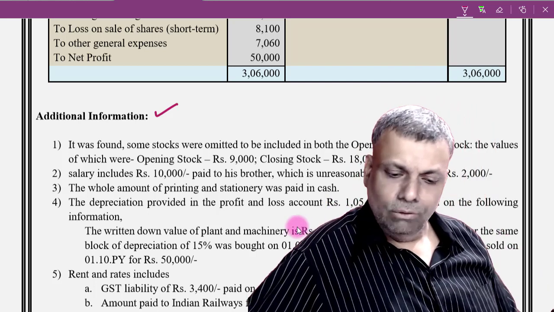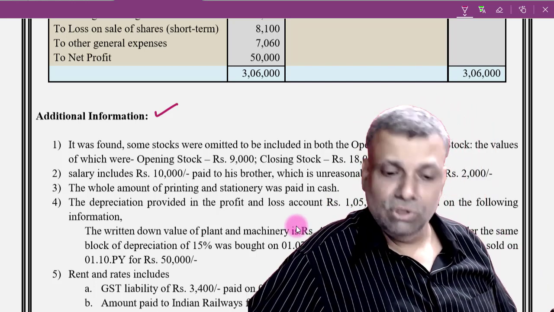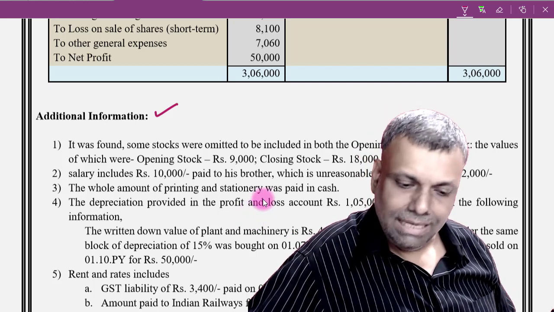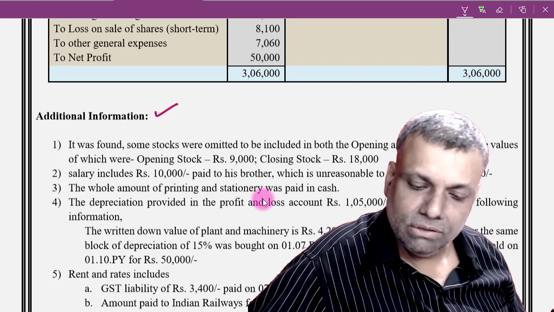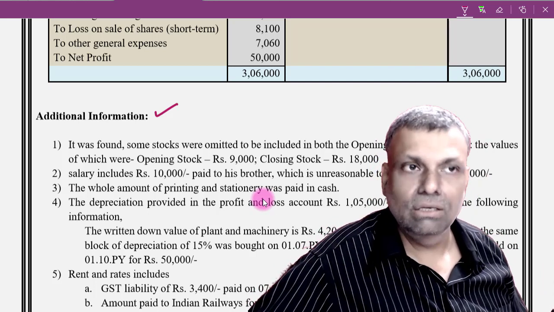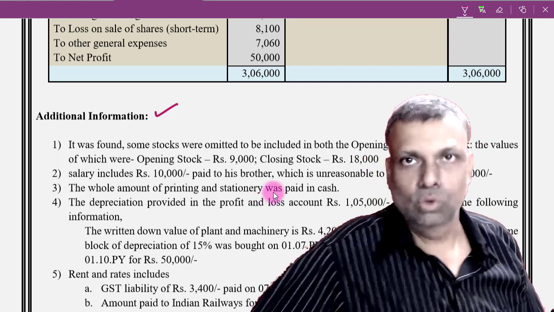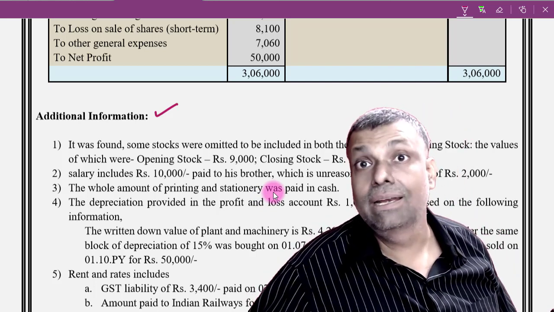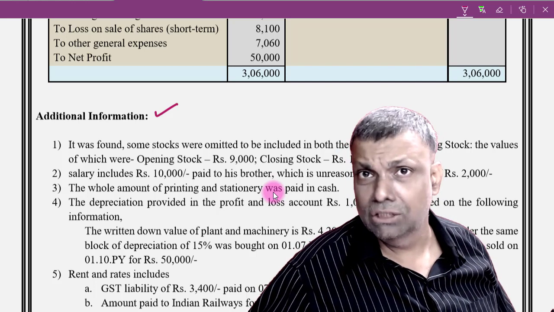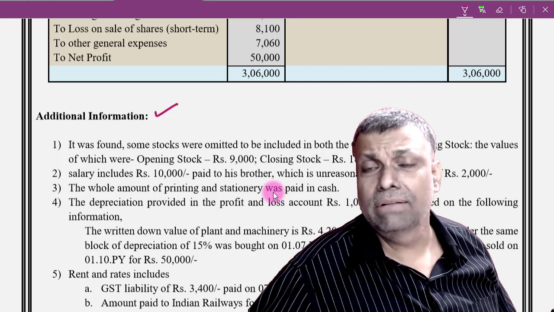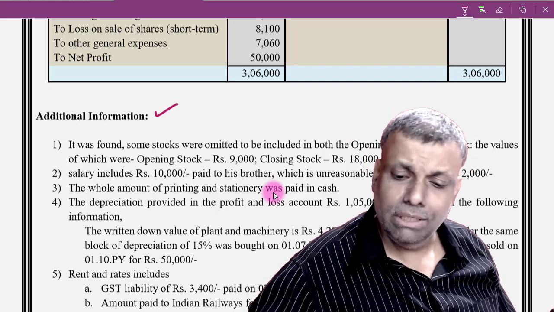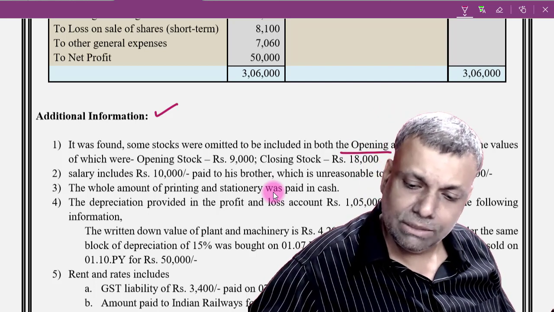It was found that some stock was omitted to be included both in the opening and closing stock, and the values of which were: opening stock 9,000 and closing stock 18,000. Now see, our whole objective is to get the profits and gains of business and profession. Section 28, read with sections 145, 145A, etc., provides where the method of accounting is to be followed. So we make whatever stock adjustments are needed for tax purposes.